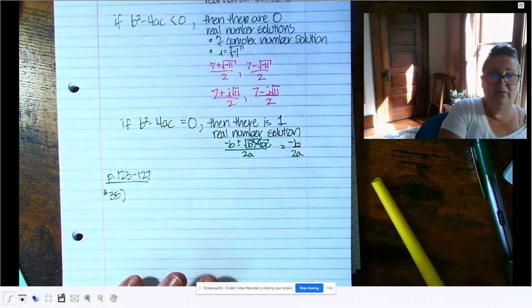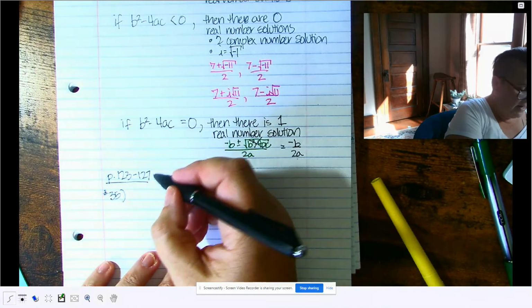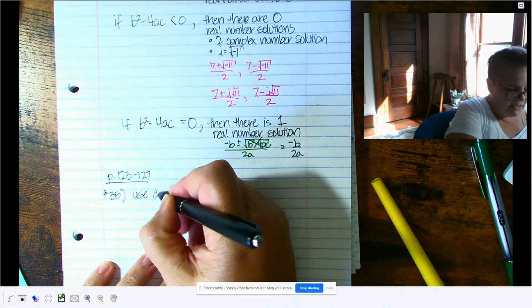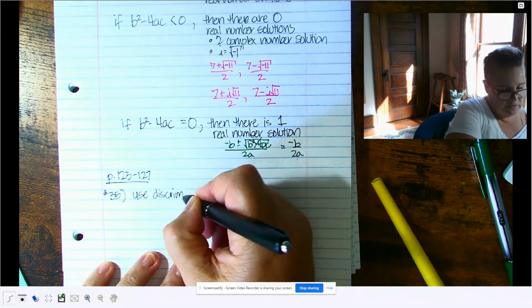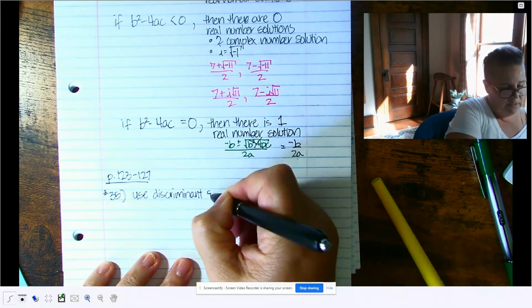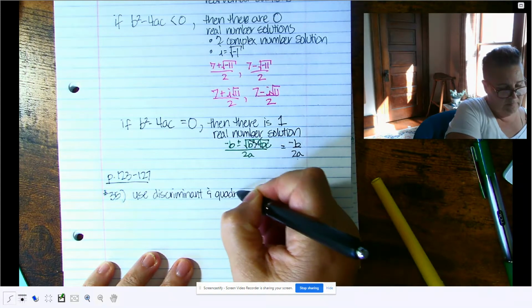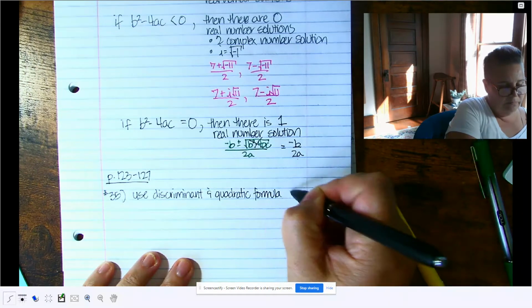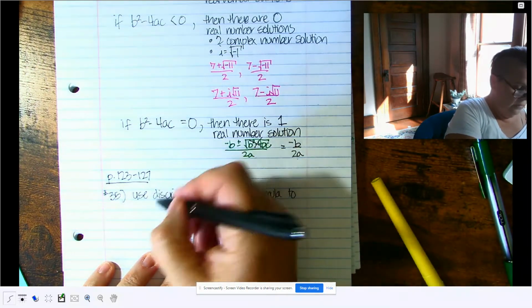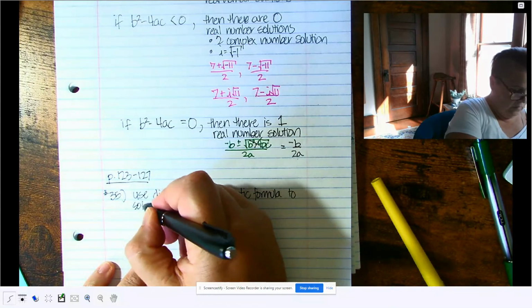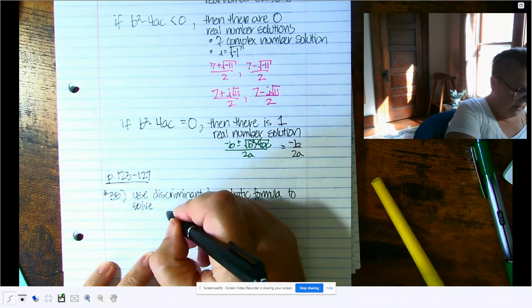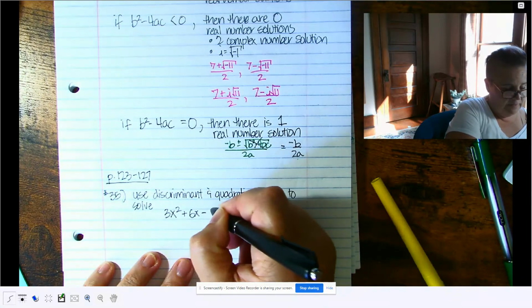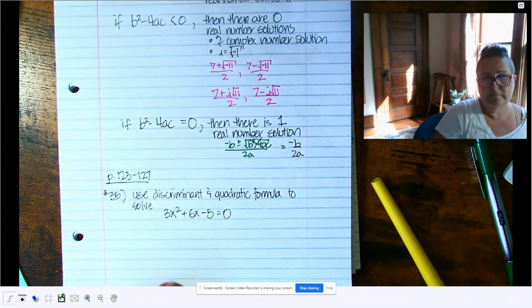Number 35 says use the quadratic formula. I think it even says use the discriminant and the quadratic formula to solve. All right, what's the problem? 3x squared plus 6x minus 5 equals 0.